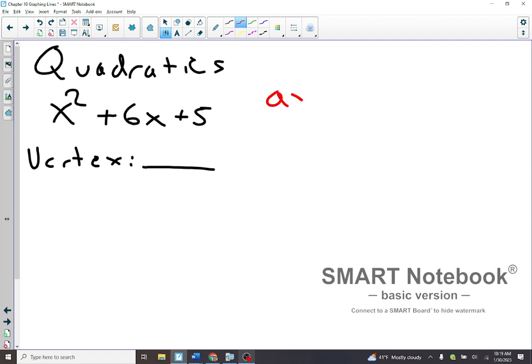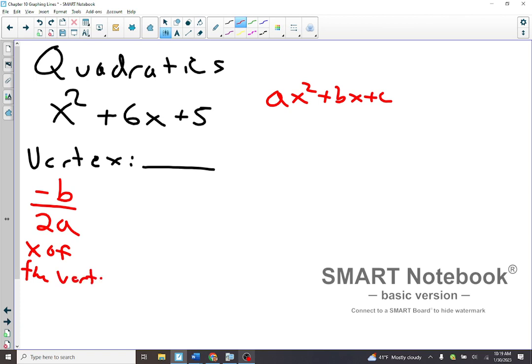First off, this is in the form ax squared plus bx plus c. So the way to find the x of the vertex is negative b over 2a. So this red part is what you need to do to find the x of the vertex. Yes, x of the vertex.